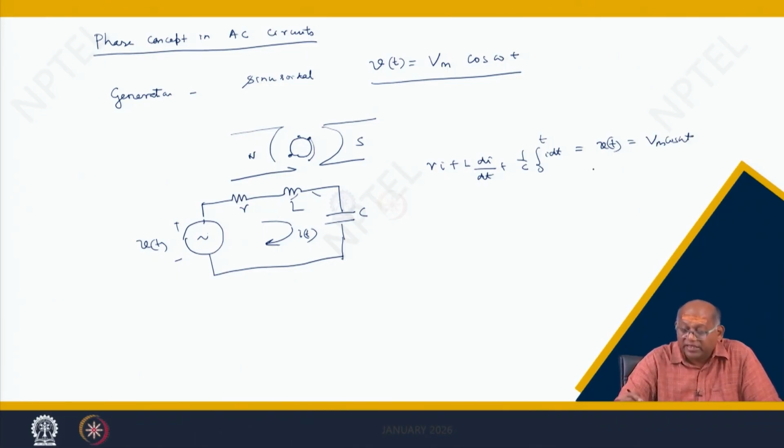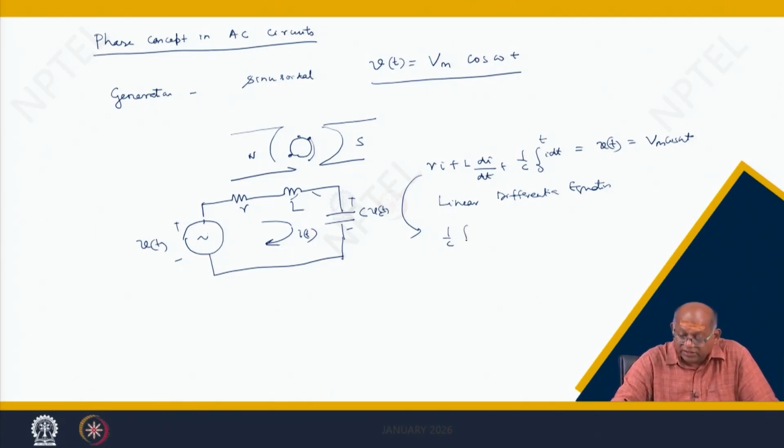This is a linear differential equation. You can also write this in the form of voltage across the capacitance. If the capacitance voltage is V c t, so you can write this one 1 by C integral from 0 to t. So, that means the current through this will be what? I t. I t will be C dV c by dt.